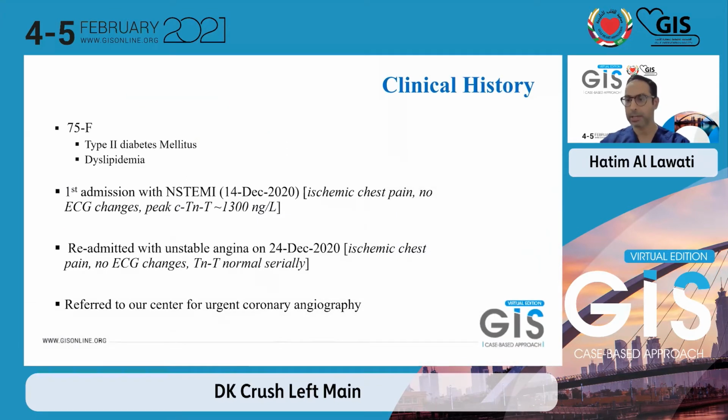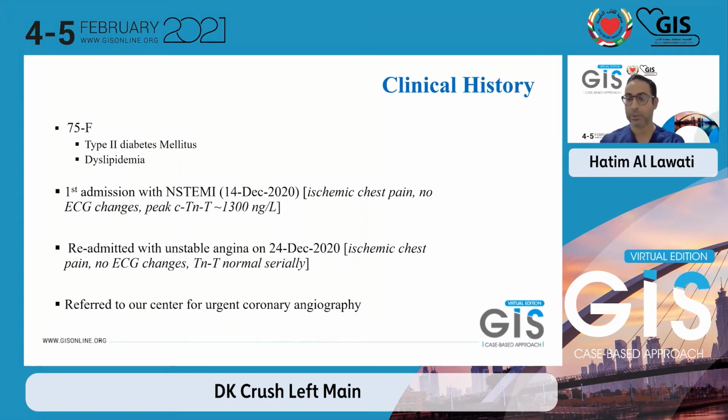Our patient was a 75-year-old frail lady who was a type 2 diabetic and dyslipidemic, who for the first time in mid-December of last year presented with a non-ST elevation acute coronary syndrome. Her troponin at that time peaked at 1,300 nanograms per liter. She was referred for urgent coronary angiography to a tertiary care center, but because her appointment got delayed and she stabilized on medical treatment, she was discharged, awaiting her appointment for the angiogram.